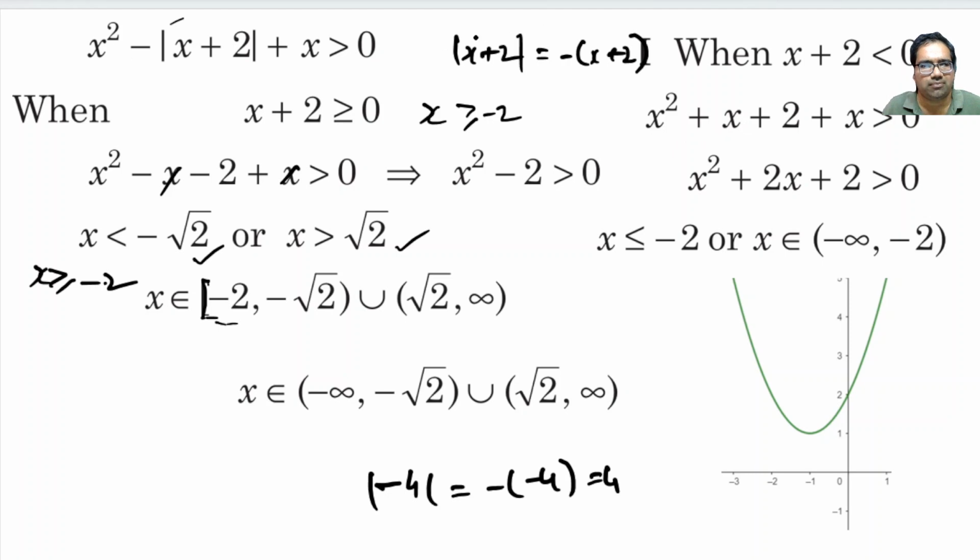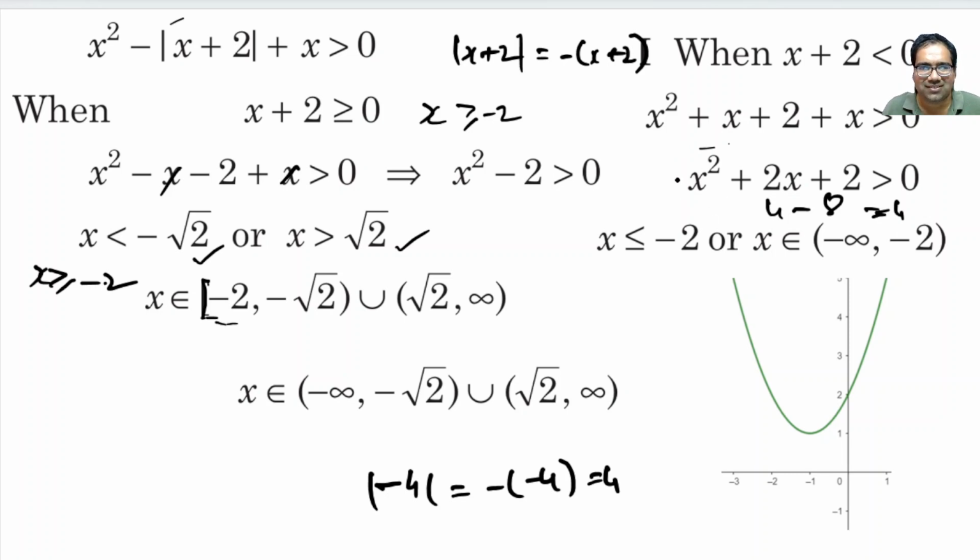If the absolute value of x plus 2 is minus of x plus 2, this minus and this minus will cancel. We will be left with x square plus x plus 2 plus x greater than 0. What does that mean? x square plus 2x plus 2 is greater than 0. We know for this equation x square plus 2x plus 2, the discriminant, b square minus 4ac, is 4 minus 8, which is minus 4. The discriminant is less than 0, so this equation doesn't have real roots. It has complex roots.